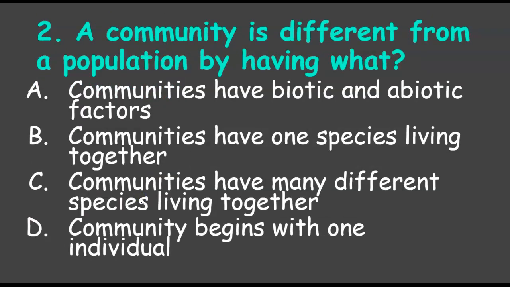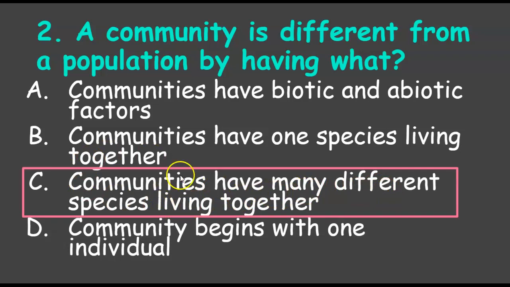All right, number 2. A community is different from a population by having what? Does it have biotic and abiotic factors, one species living together, many different species living together, or beginning with one individual? This one is going to be many different species living together, not just one. One species is a population, one individual is an organism, and abiotic and biotic is ecosystem.